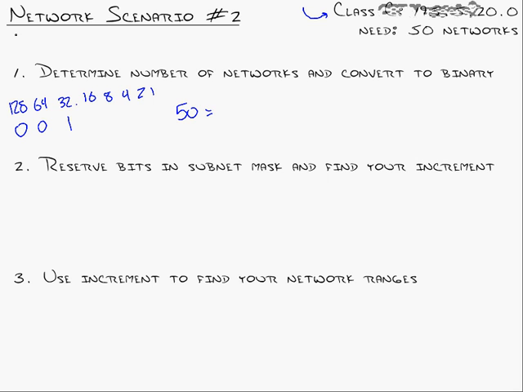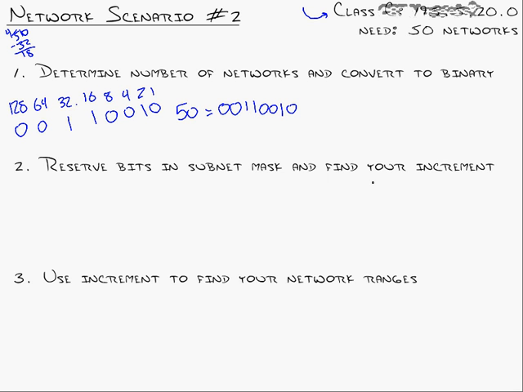I can take 50 minus 32, and that would give me 18. So 18 left over, so I'd have a 1 in the 16. That would leave me 2, 18 minus 16. So there's our 2, and that is our binary number: 0, 0, 1, 1, 0, 0, 1, 0.